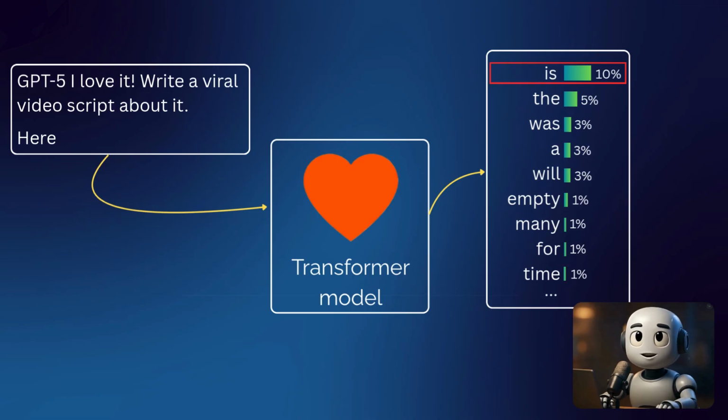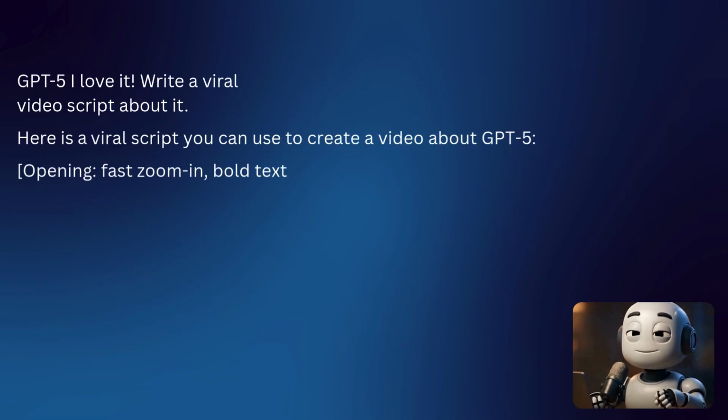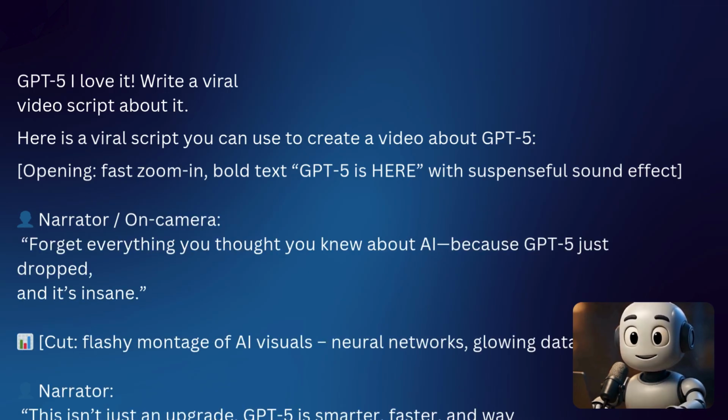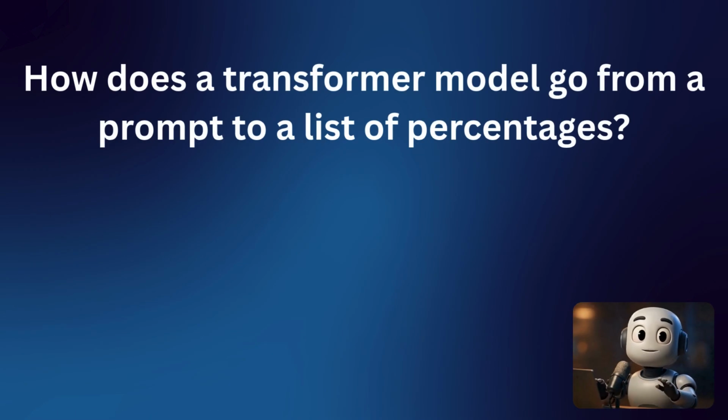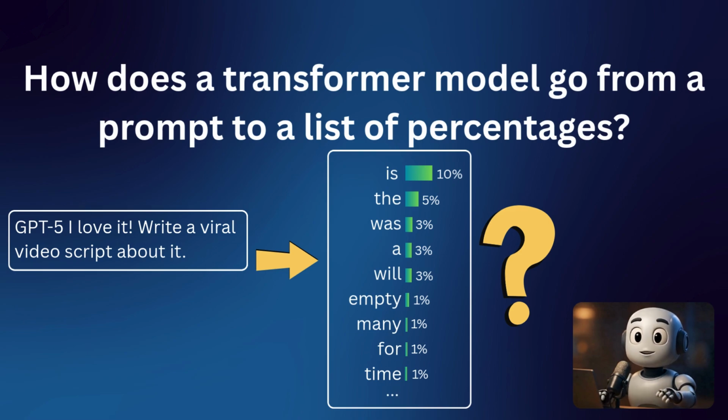This time we pick the word is. And we keep doing this. We generate one output at a time, put that back into the model, it generates the next output, and so on, until we get the nice responses, which you will see. But how does a transformer model go from the prompt to this list of percentages? Well, let me show you.